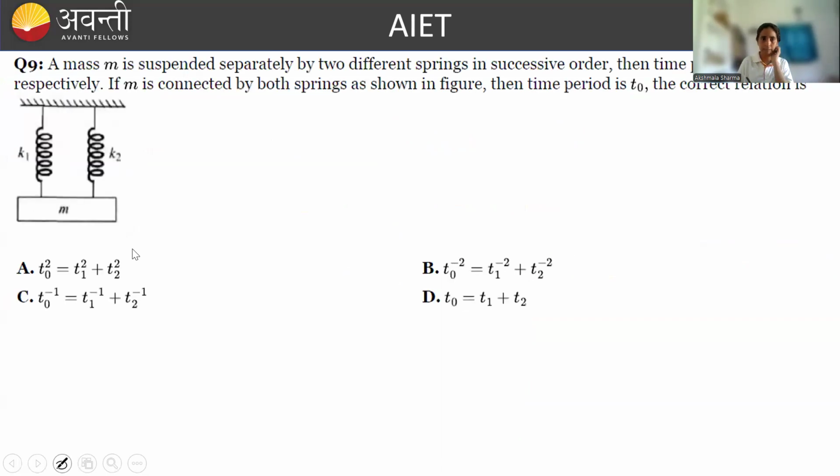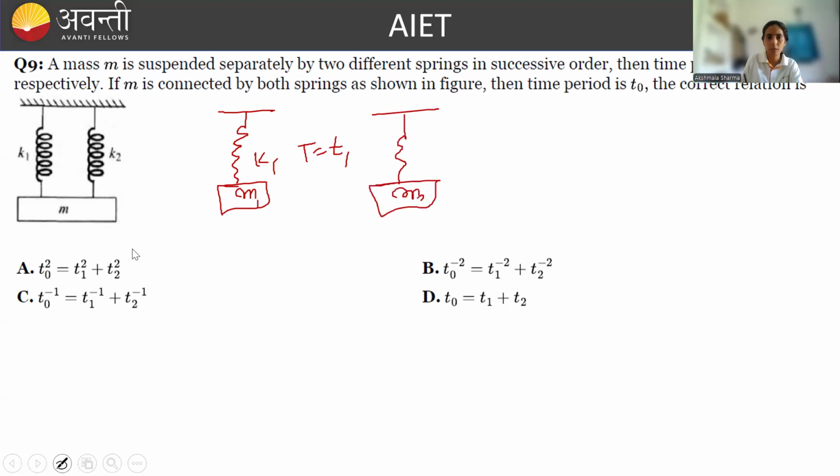चलो अब यहाँ देखते हैं. There is a mass M that is suspended separately by two different springs, then the time periods are T1 and T2 respectively. Okay, so question में ये दिया हुआ है कि if through K1 the mass is hanged, then time period is T1, and if it is hanged with K2, then the time period is T2.